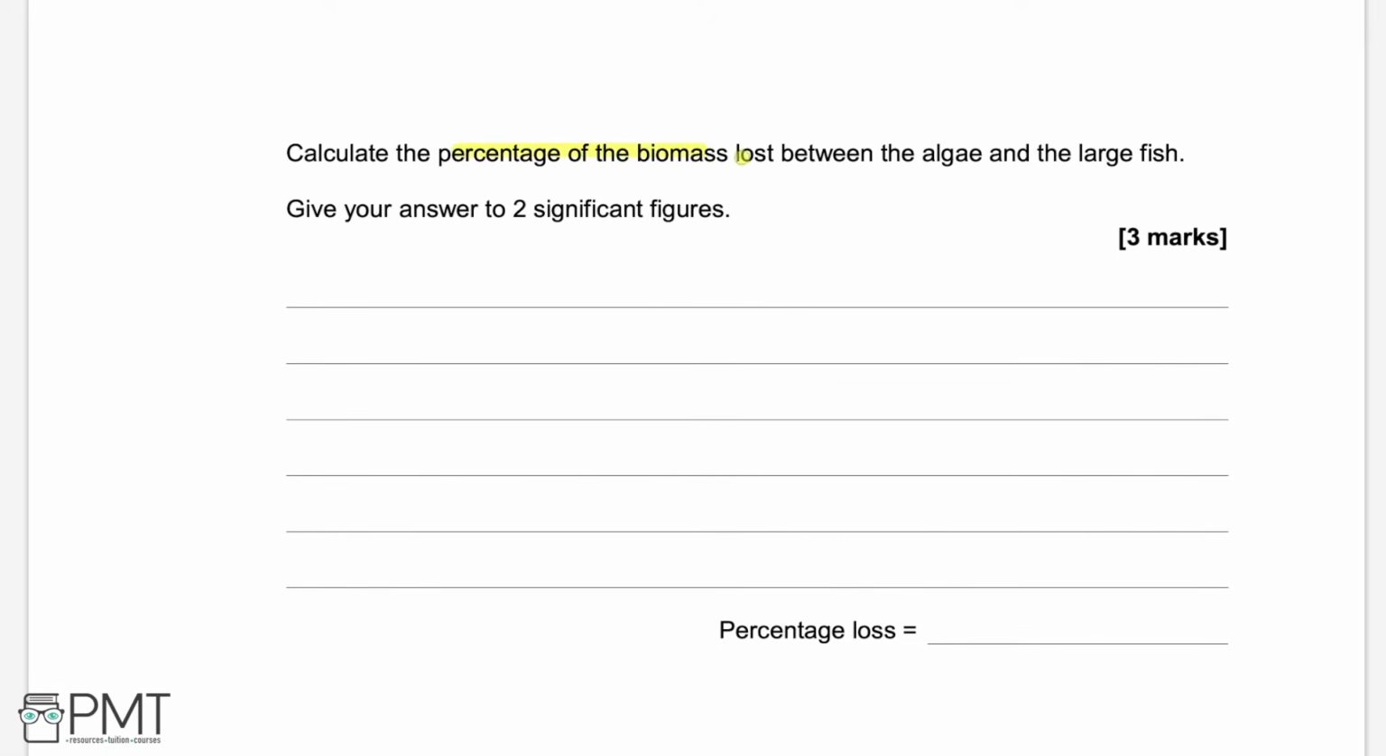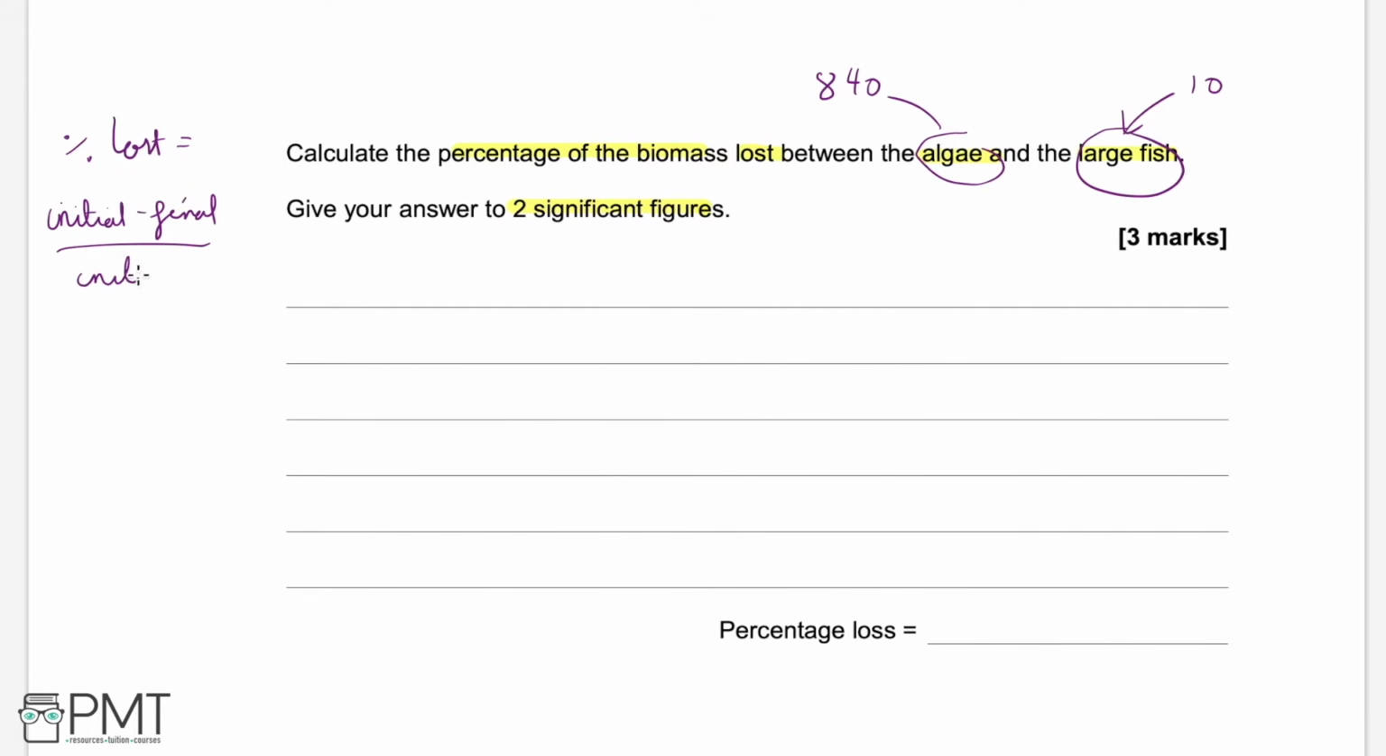Calculate the percentage of the biomass lost between the algae and the large fish. Give your answer to 2 significant figures. As a reminder, the biomass of the algae was 840 and the biomass of the large fish was 10 grams per meter squared. To calculate percentage loss, we use the formula initial minus final divided by initial, all multiplied by 100.